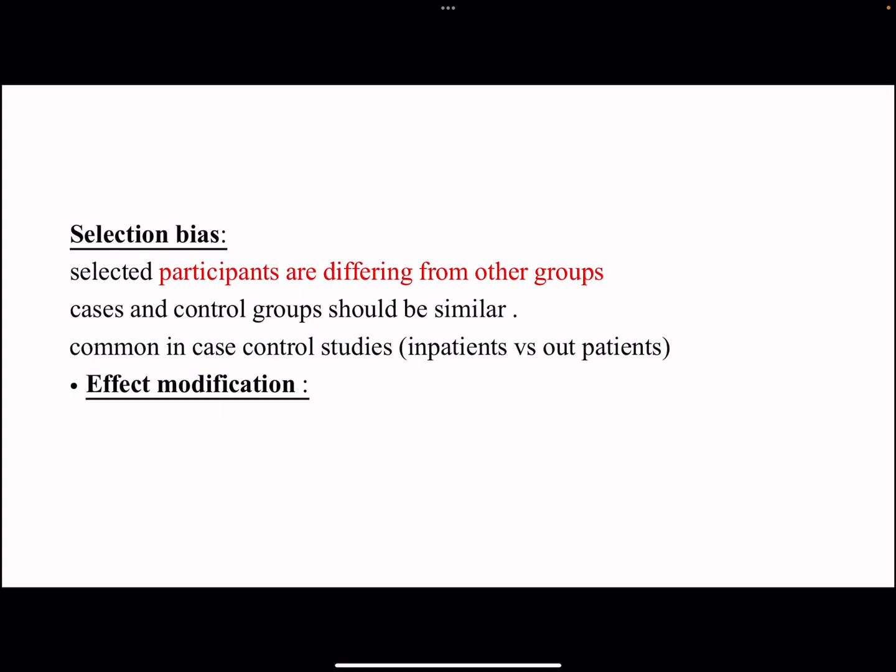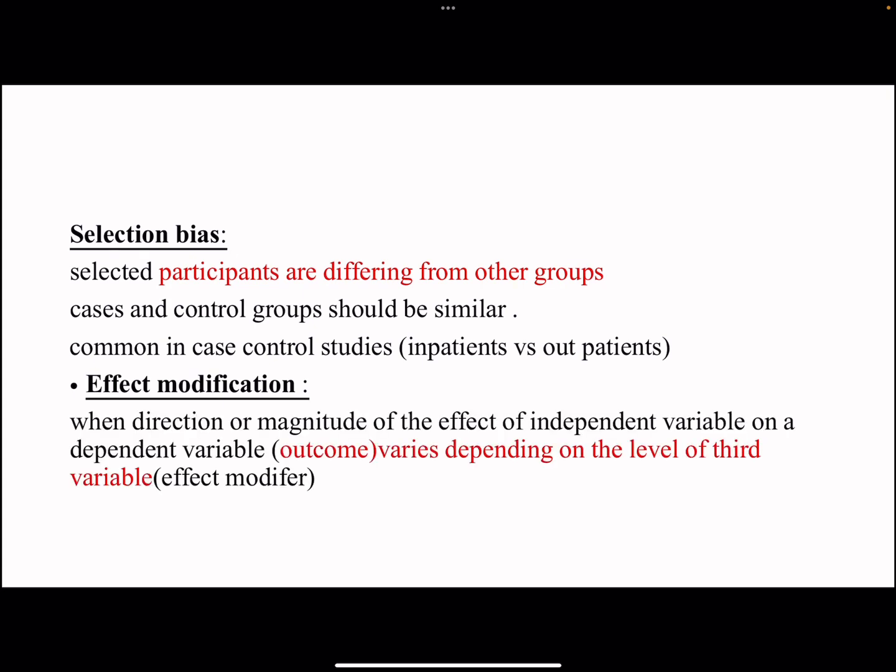The effect modification. This occurs when the direction or magnitude of the effect of an independent variable on a dependent variable or outcome varies depending on the level of a third variable, or effect modifier. This is occurring when there is an effect modifier that is changing the outcome.